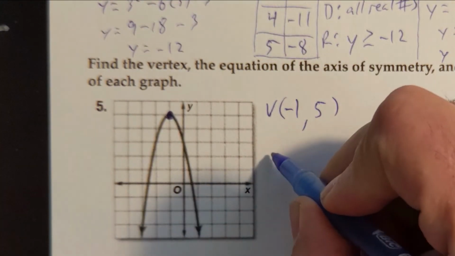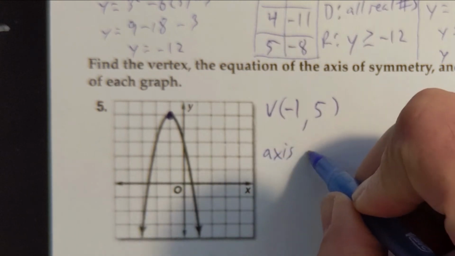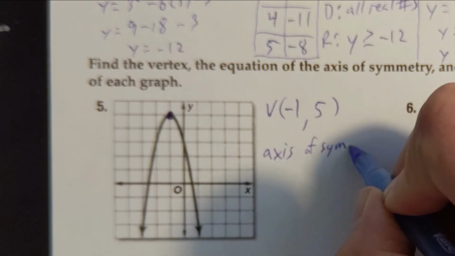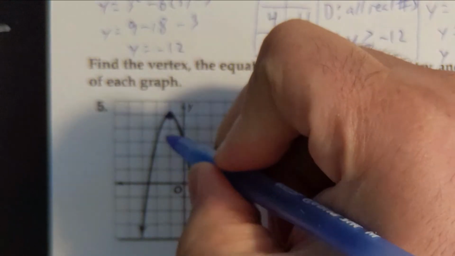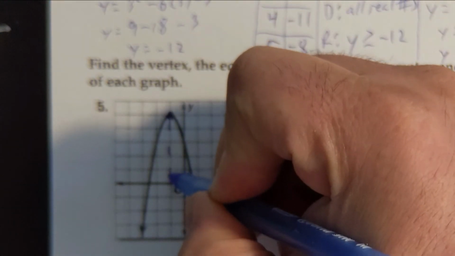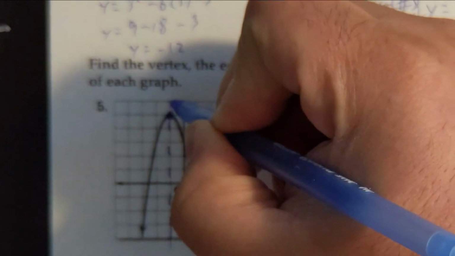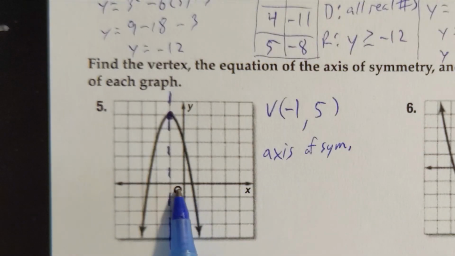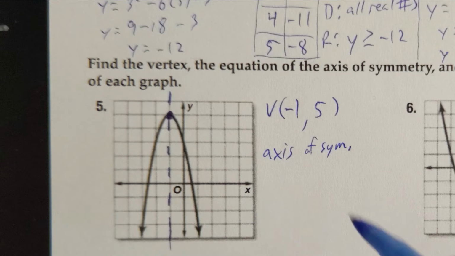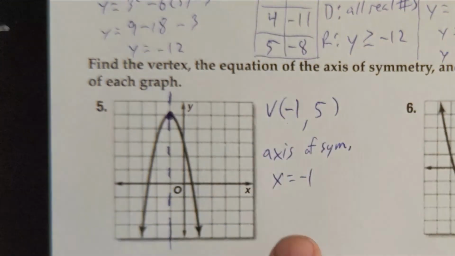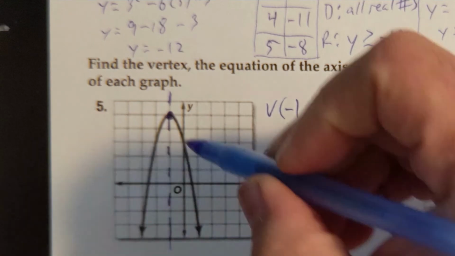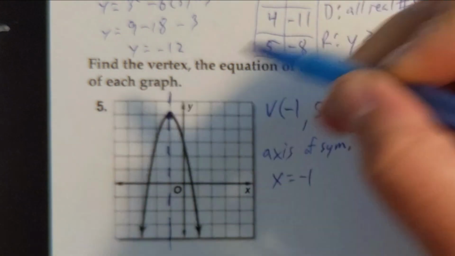For the axis of symmetry, I'm going to abbreviate axis of sym. So my axis of symmetry would be a vertical line that goes right through that vertex. And that's going to be x is negative 1, which is from this coordinate. That would be the equation of the line, because it's a vertical line. And then we have our y-intercept for each graph, and you're going to have to look for where it crosses the y. That's what it means.